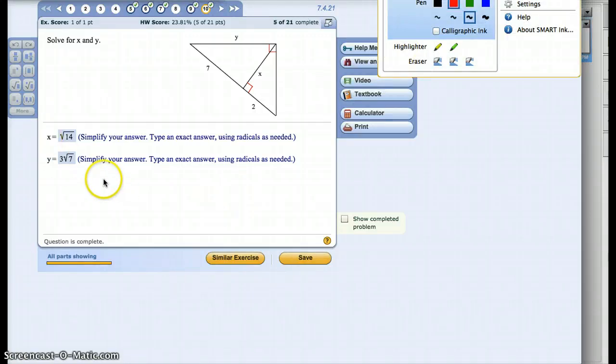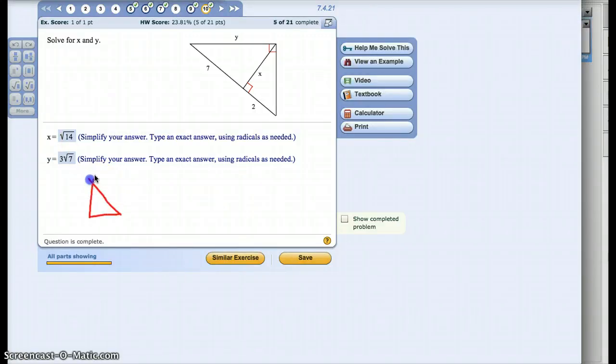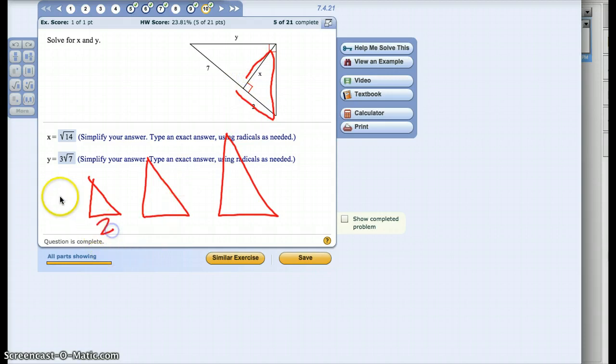So I'm going to start by redrawing the triangles. I have my small, I have my medium, and I have my large. My small one is this one right here. 2x, and then its hypotenuse, which is across from the 90 degree, isn't labeled.